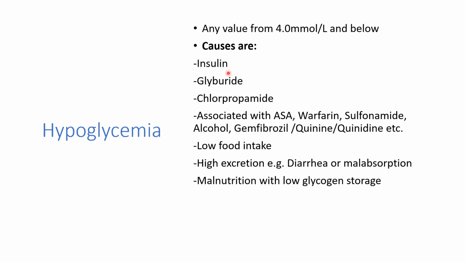What are the possible causes of this low level of glucose? Could be insulin, glyburide, chlorpropamide, could be associated with aspirin, warfarin, sulfonamide, alcohol, gemfibrozil, quinine, and quinidine. Because quinine and quinidine can cause hyperinsulinemia, giving us severe hypoglycemia, and the list goes on. Could be as a result of low food intake, high excretion of glucose, food that will be converted to glucose carbohydrate from diarrhea or malabsorption syndrome. Could be malnutrition with low glycogen storage. All these and many more could cause hypoglycemia.